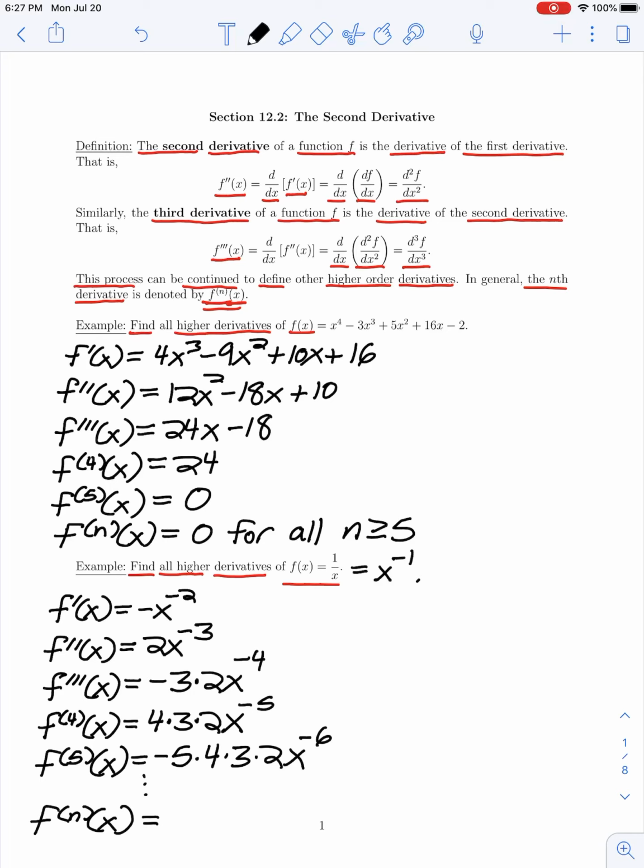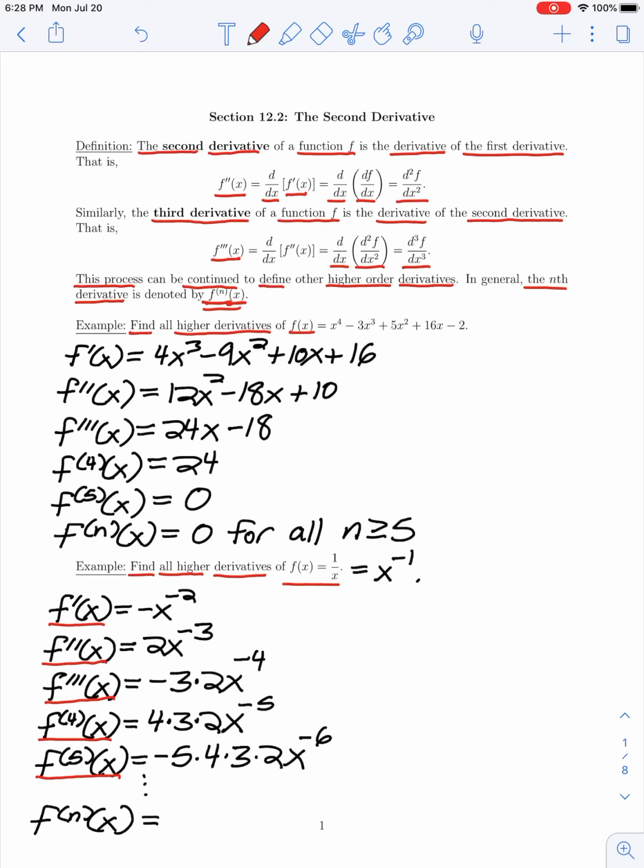So we'll start with the sign of our derivative. We saw that the first derivative, f prime, was negative. Our second derivative, f double prime, was positive. Our third derivative was negative. The fourth derivative was positive. The fifth derivative was negative, and this pattern will repeat. The sign will continue to alternate.